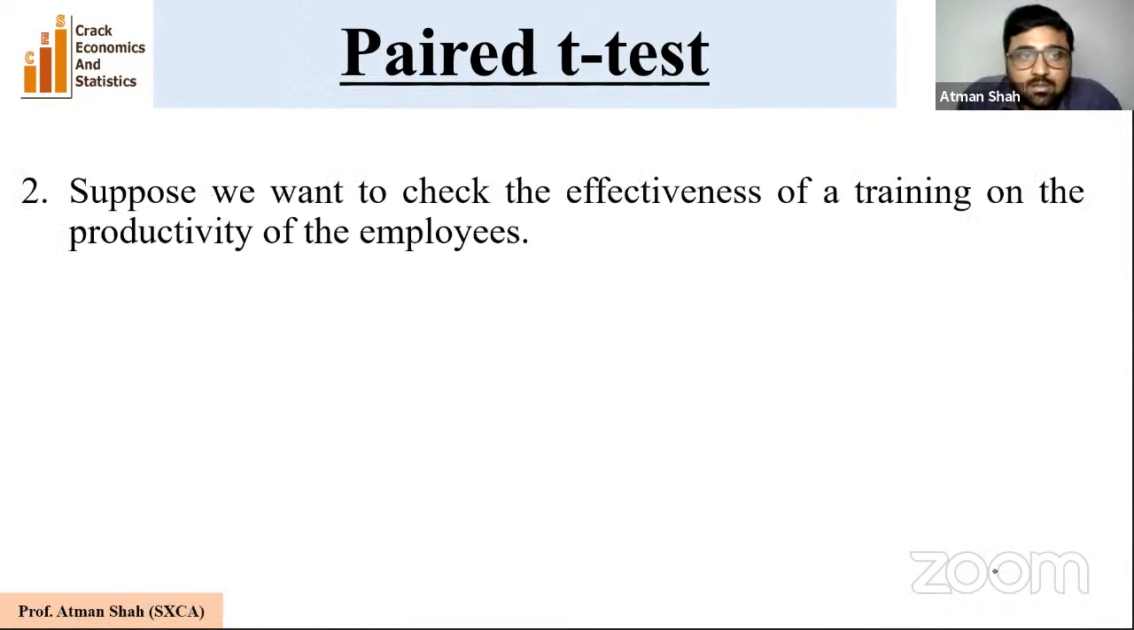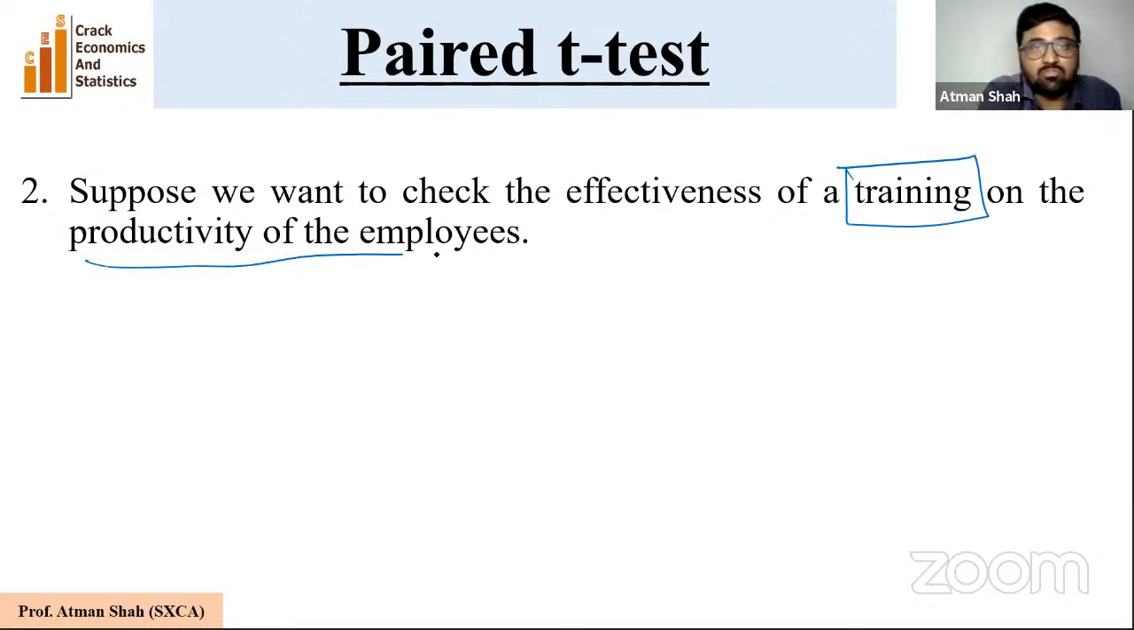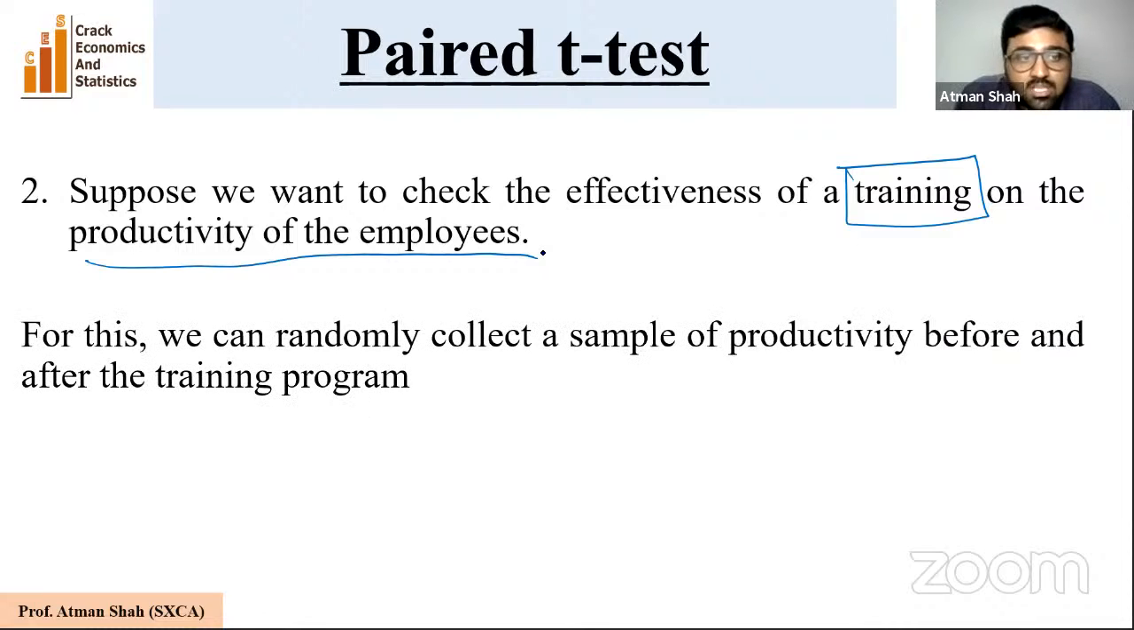Let's take another example. Suppose we want to check the effectiveness of the training program on the productivity of the employees, whether the training program increases the productivity of the employees or not. So again, we can randomly collect the sample of productivity before and after the training program. So we collect the data from the same employee before the training program and after the training program. So that makes a pair, and that is why this test is known as paired t-test.